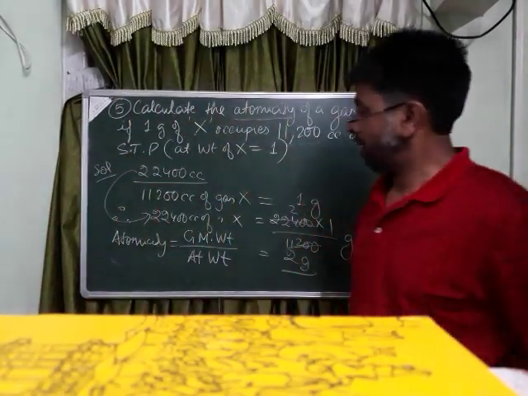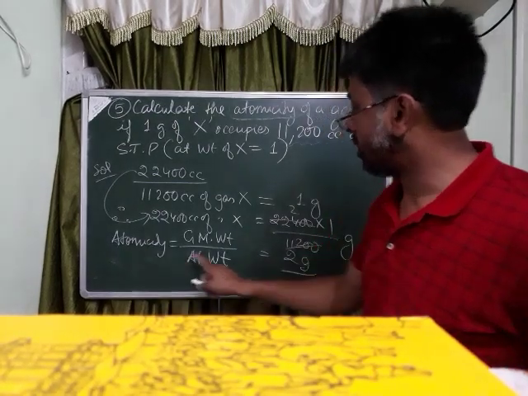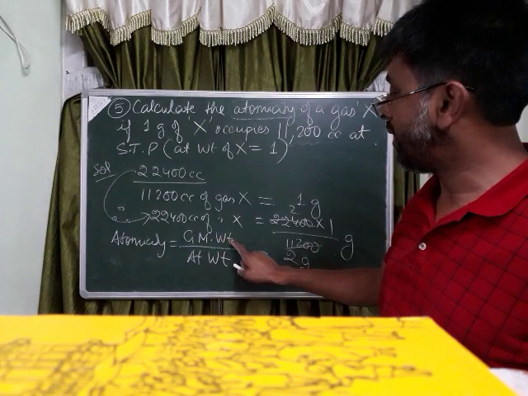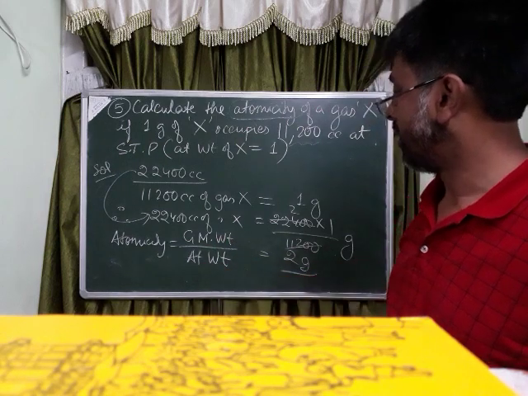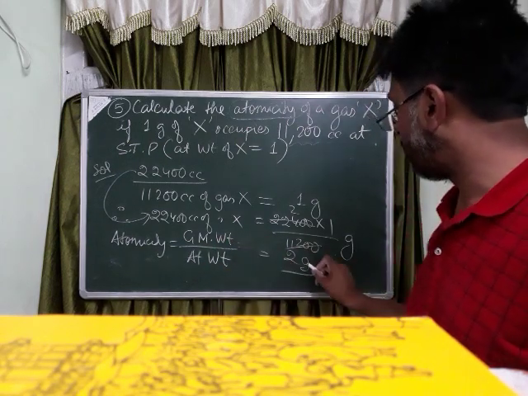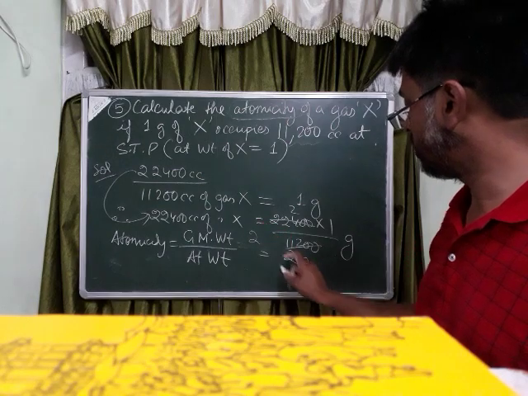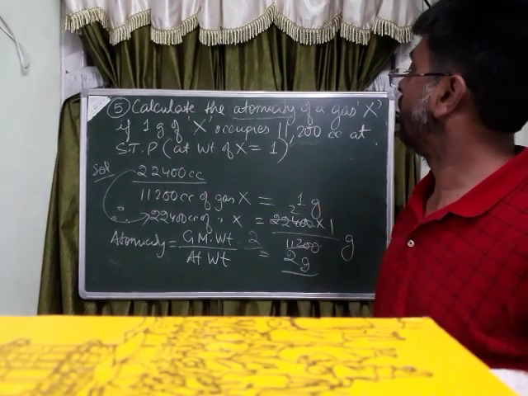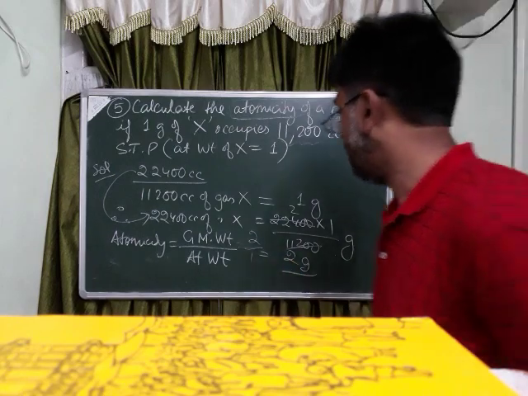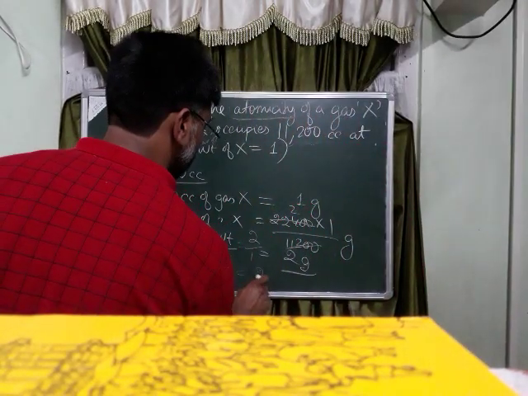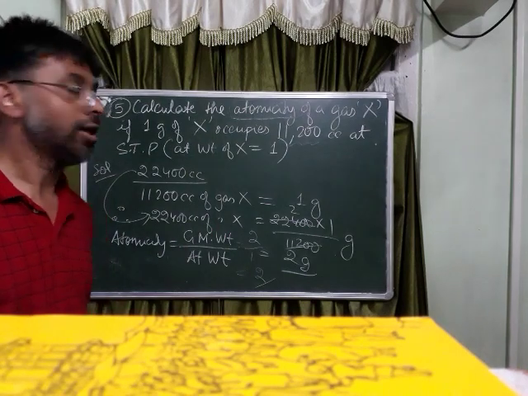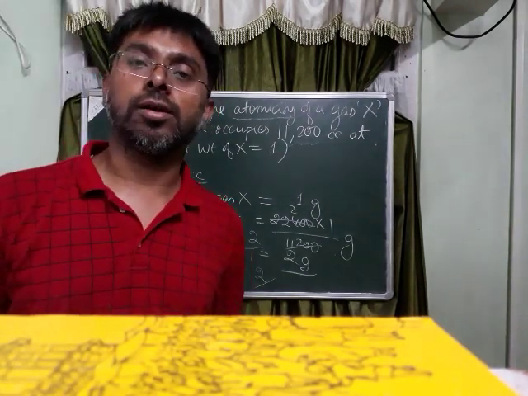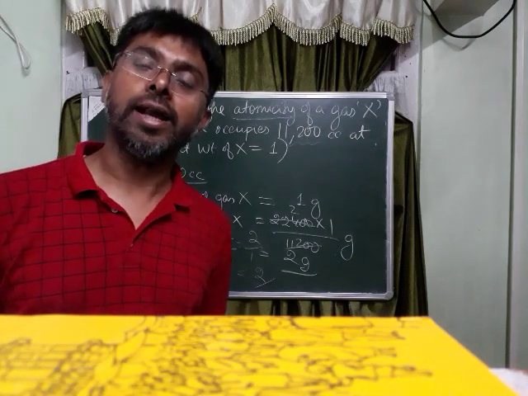Now have a look over here very carefully. Also, to get the atomicity, there is a formula. Atomicity is equal to gram molecular weight divided by atomic weight. The gram molecular weight we have got is 2 grams. And the atomic weight given in the question is 1 gram at STP. So our atomicity becomes 2 for the gas. This is the answer. Okay. Now let us go to the next sum, that is problem number 6 based on mole concept and Avogadro's number.